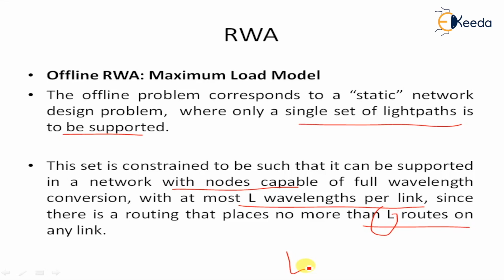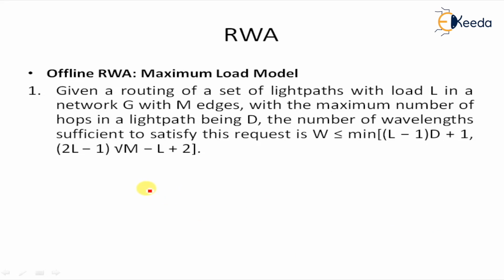So we determine the additional number of wavelengths that would be required to support every such set of light paths with nodes that do not have any wavelength conversion capability. Starting with the first result: given a routing of a set of light paths with load L in a network G with M edges, and with the maximum number of hops in a light path being D, the number of wavelengths sufficient to satisfy this request is given next.